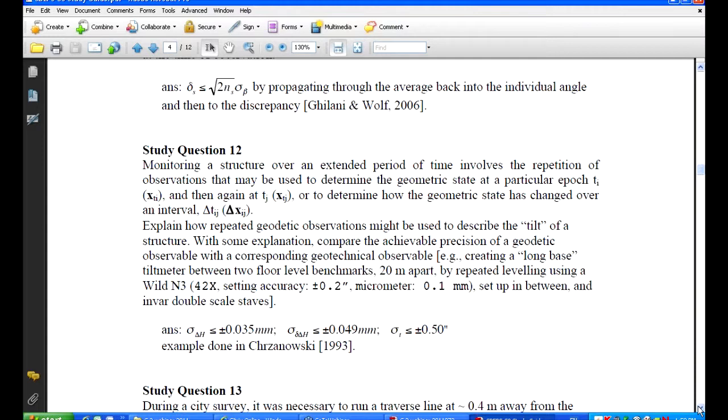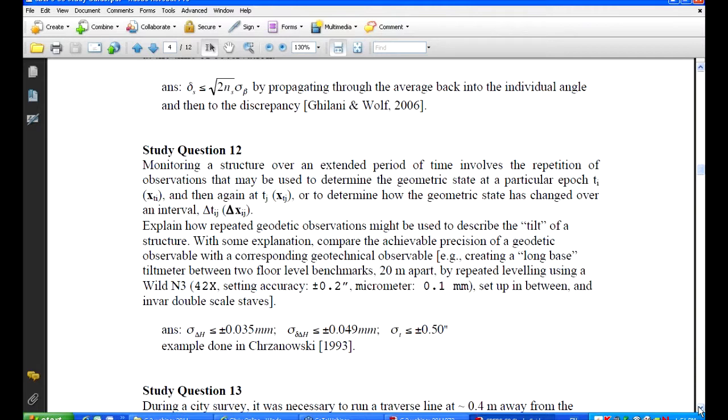And then if you take it over 2 measurements, that's the 0.049, and then if you take the 0.049 over the 20 meters, that's an angular equivalent of plus or minus 0.5 seconds. And that's following an example, but that part of it is really more related to the engineering surveying, which is the third topic. So that's study question 12.